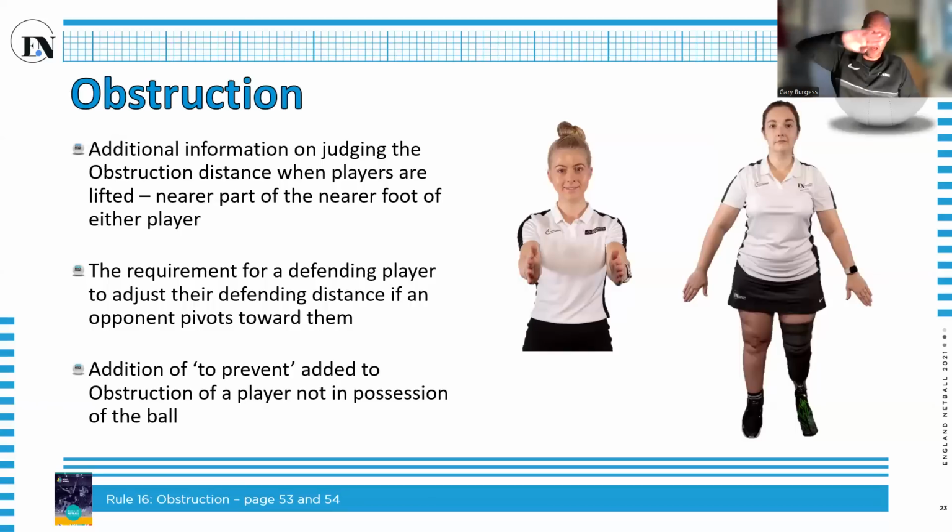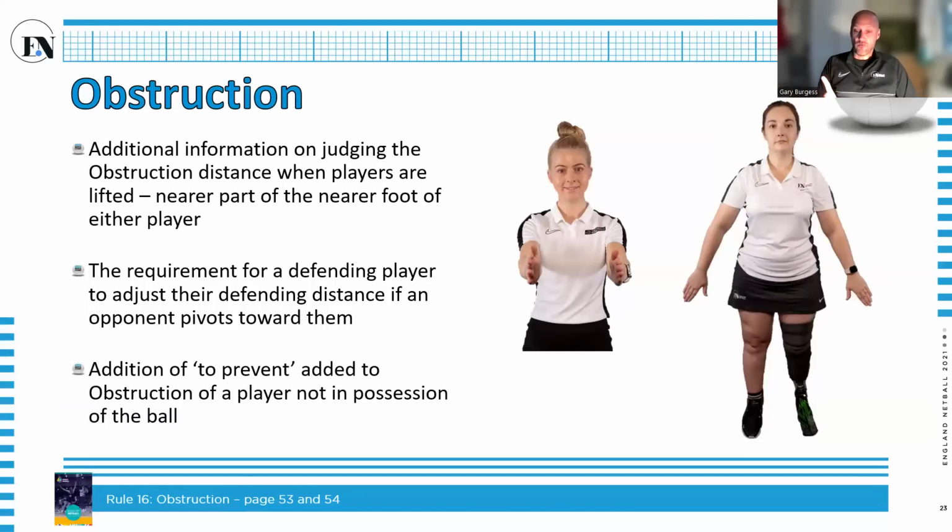I'm not footworking. I've just pivoted here and then pivoted towards the defending player, who has to then increase their distance. Okay, so it's just a tidy up. It was what was being umpired previously, but the rules were a little bit silent in this area. So if you're more of a traditional defender that takes up your 3 feet quickly, if the player legitimately pivots towards you, you then have to increase your distance to make sure that you continue to be 3 feet away from your opponent.